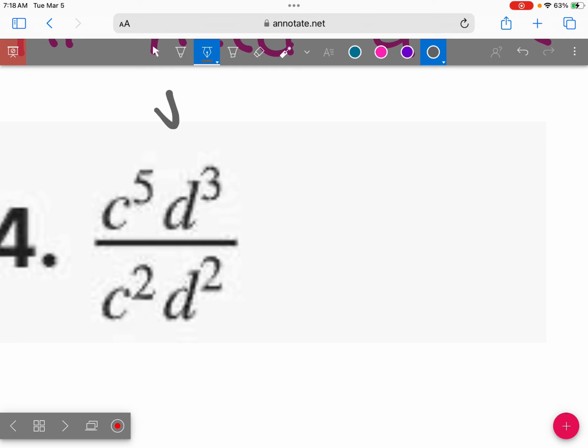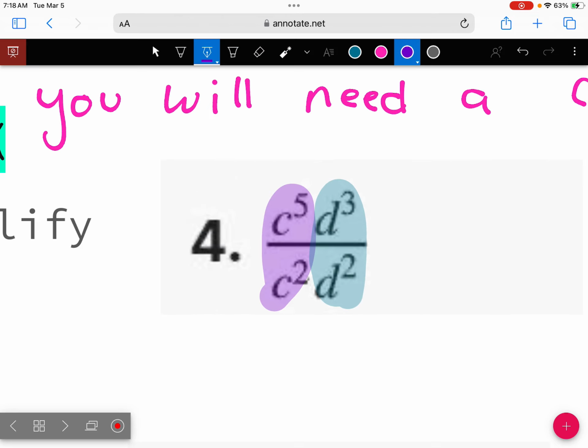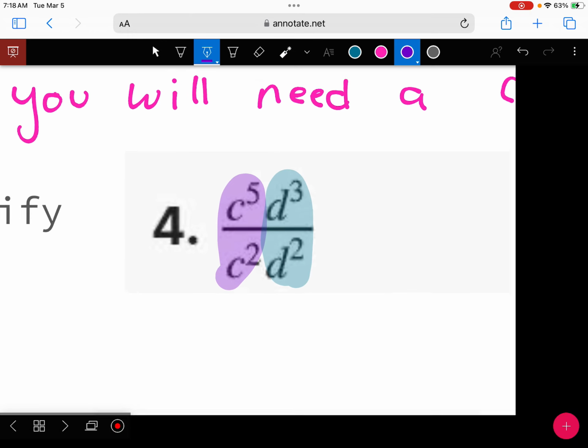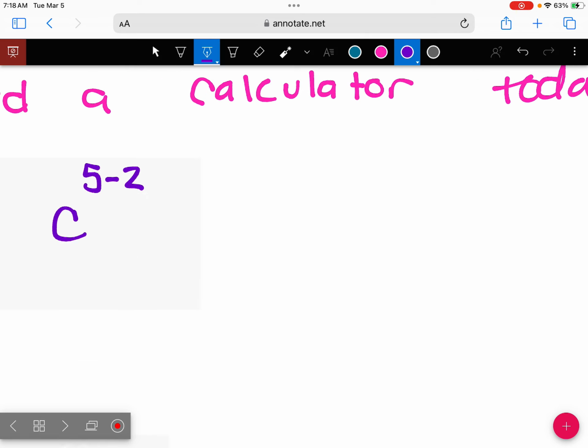When we have fractions like this one, number 4, what are we going to do with our exponents for our C's and the D's? That's c to the 5th over c squared. What are we going to wind up with? C cubed. Because what we wind up doing is subtracting those exponents. So we're going to have c to the 5 minus 2, or c to the 3rd.